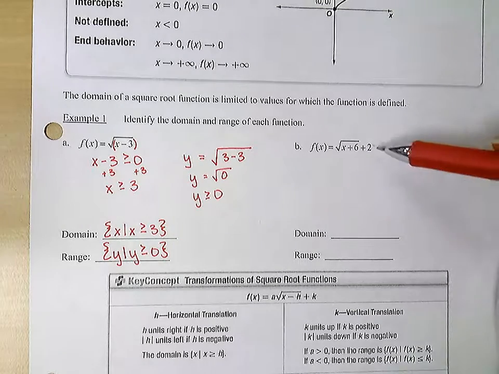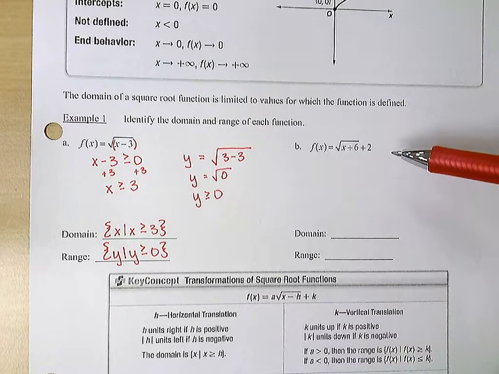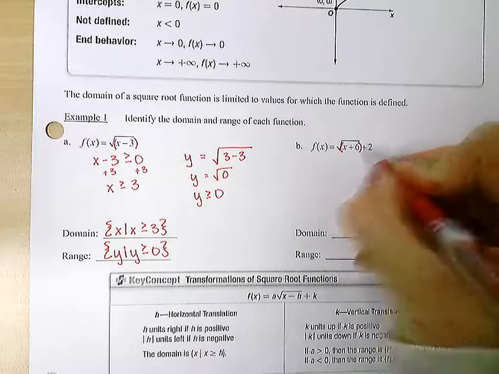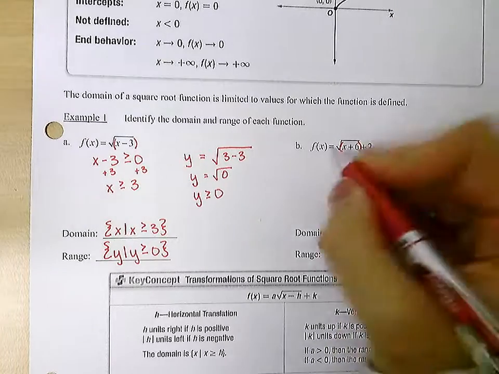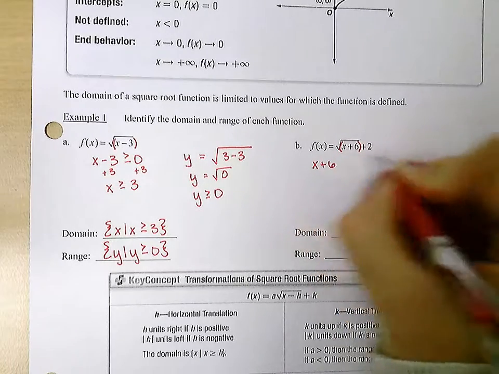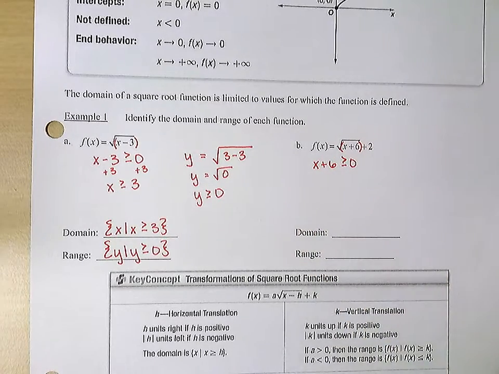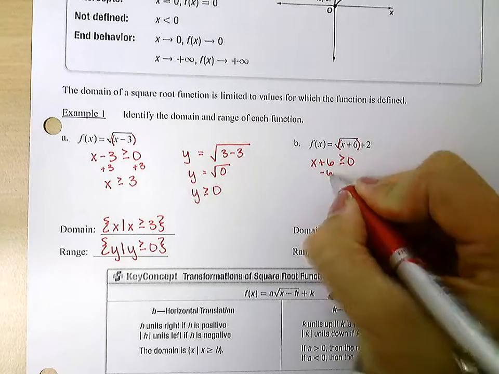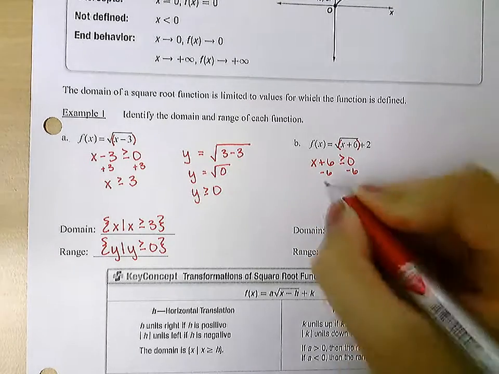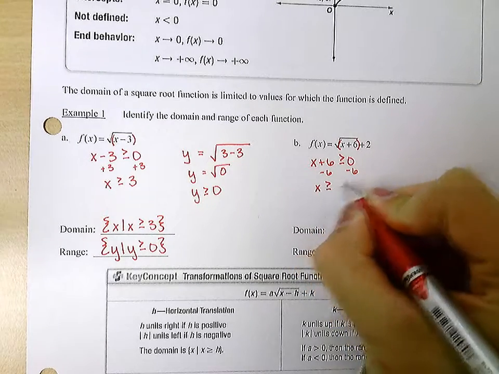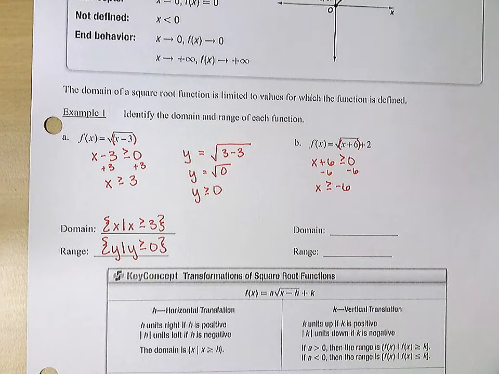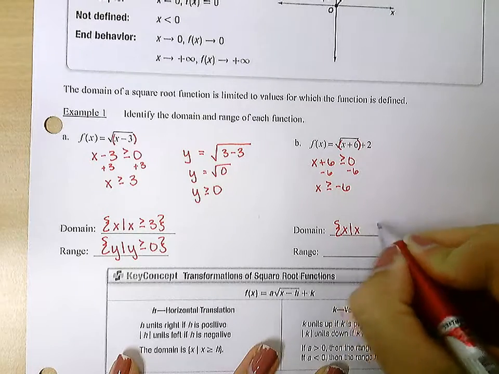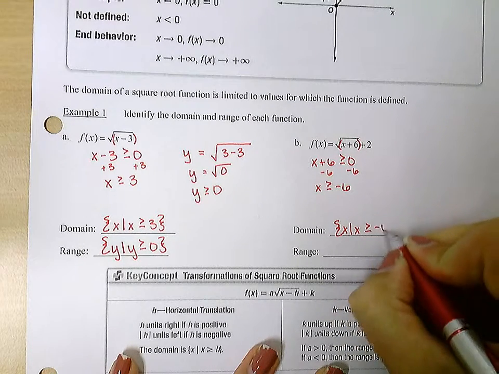This one's a little bit different because it has this +2 on the outside of that radical symbol. So again, first I want to find the domain. To find the domain, we just take what's underneath our radical symbol, which is x plus 6, and that has to be greater than or equal to 0. Just whatever's underneath that radical. Solve for x, so I'll subtract 6. So here, x has to be greater than or equal to negative 6. So that's your domain. Those are x values, and x has to be greater than or equal to negative 6.